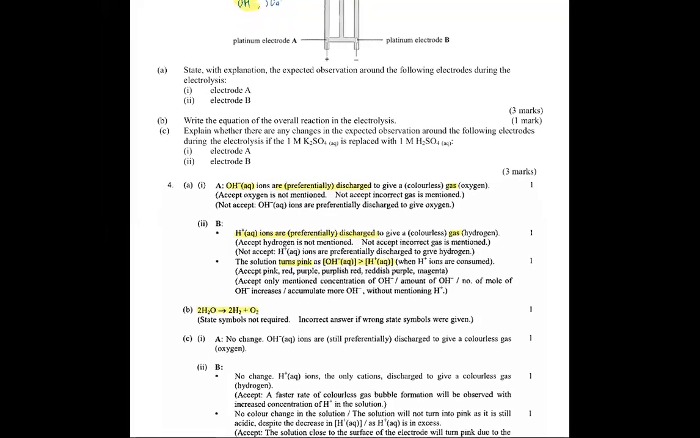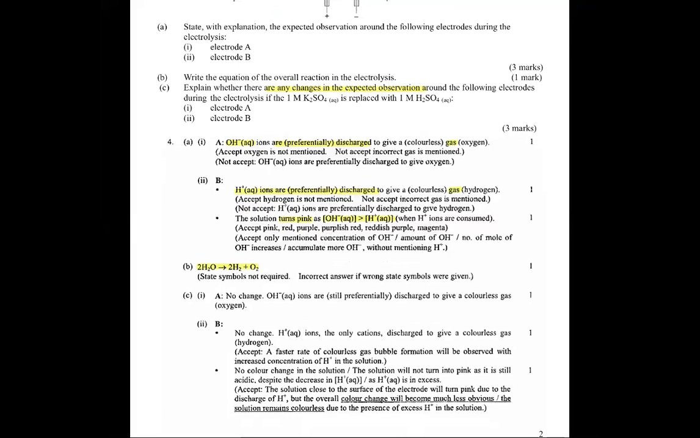Okay, and for C, explain whether there are any changes. A lot of you, I have seen, only stated the expected observation. But here, it actually asks: is there any change in the expected observation? So you need to compare your answer for this situation with the one that you wrote for A1 and A2. First of all, you need to state, yes, there is a change, or no, there's no change. For this case, there should be no change.